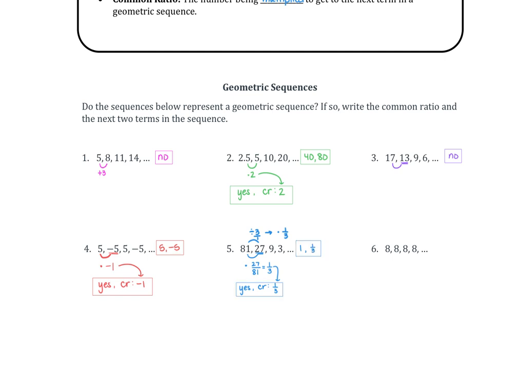Last example like this, you can see 8 is all the way across. So this is not increasing, but what I can say is that I am multiplying every term by 1 to keep it the same. So that would be geometric, and the common ratio is 1. So the next two terms would be 8 and 8. You're never going to say a change is by adding 0. Instead, we'll always make that be a geometric sequence of multiplying by 1.